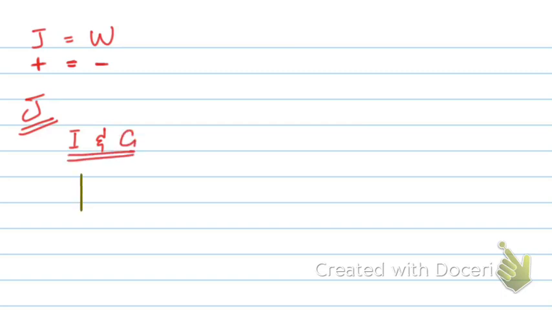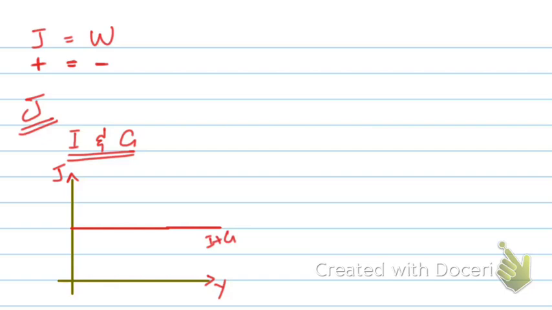So if I sketch the injections with income on the x-axis, and on the y-axis I have injections, and if I sketch this, this is what it'll look like.